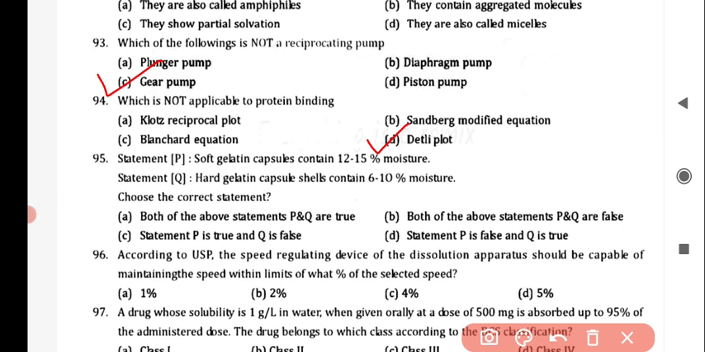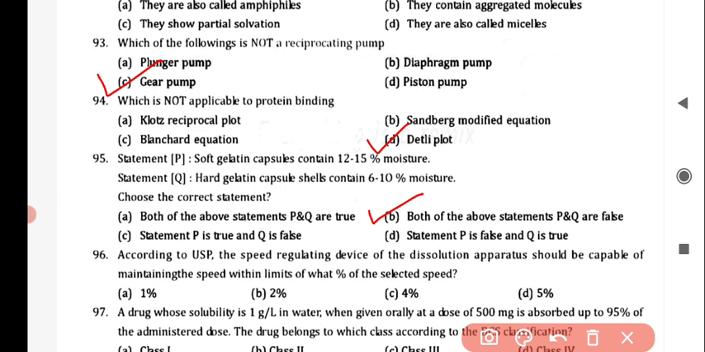delta plot. Next question is, in this question statement P is soft gelatin capsules contain 12 to 15% moisture. Statement Q is hard gelatin capsule shells contain 6 to 10% moisture. Now choose the correct statement. So the correct answer for this question is option B, that is both of the above statements P and Q are false.